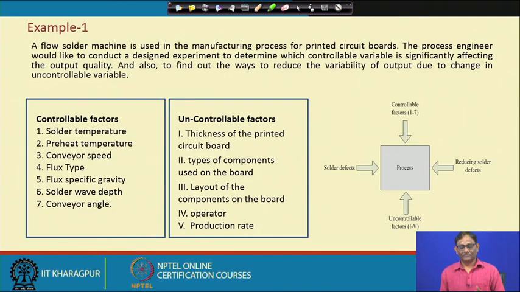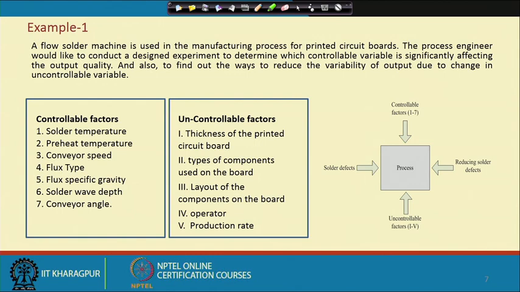With reference to process characterization, process control, process optimization and robust design, I will give you some examples here. First example is a flow solder machine used in the manufacturing process for printed circuit boards. The process engineer would like to conduct a designed experiment to determine which controllable variable is significantly affecting the output quality, and also to find out ways to reduce the variability of output due to change in the uncontrollable variables. Then what is required?